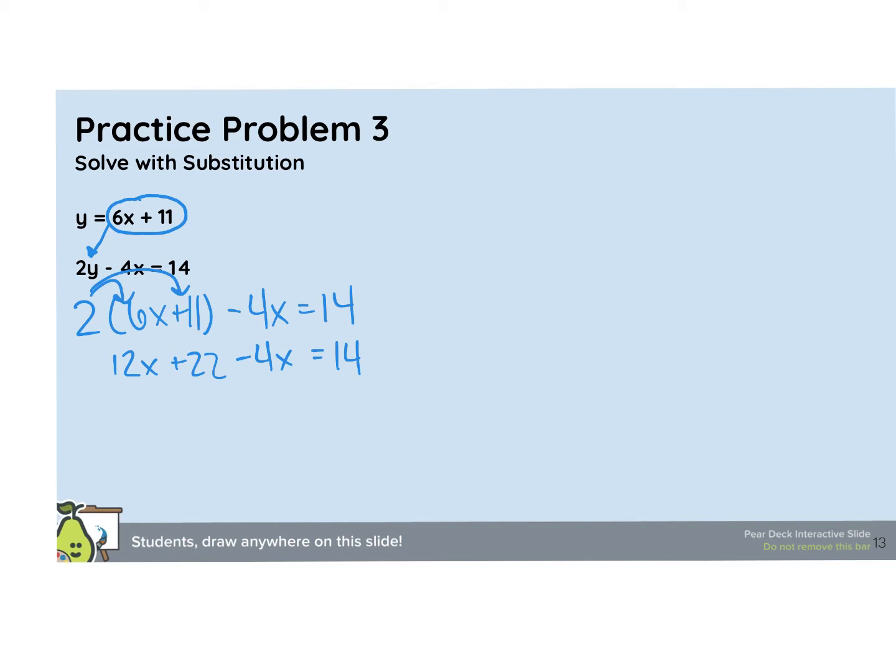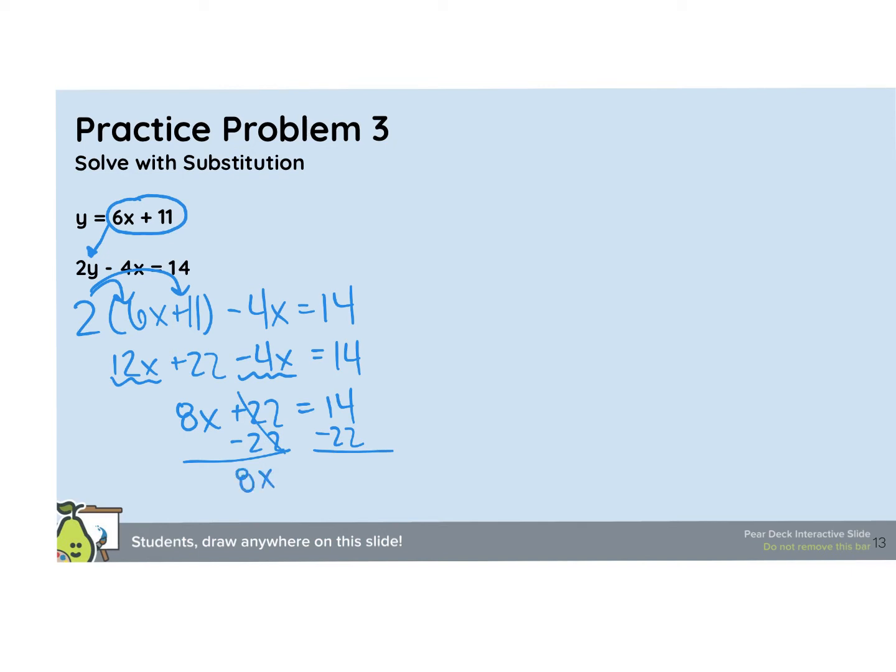Combine like terms. You have a 12x and a negative 4x. 12 minus 4 is 8x. Bring down your 22. Bring down your 14. You need to get the 8x by itself. The 22 has to go. Since it's positive, you subtract it on both sides.